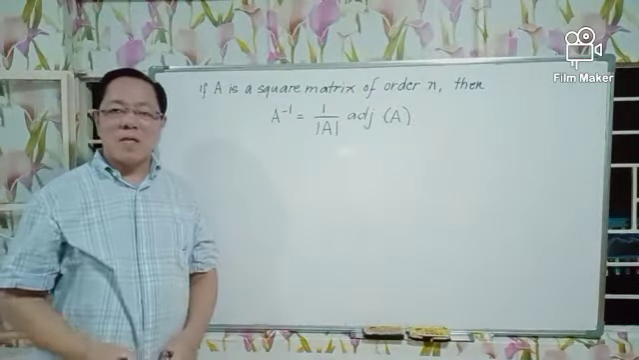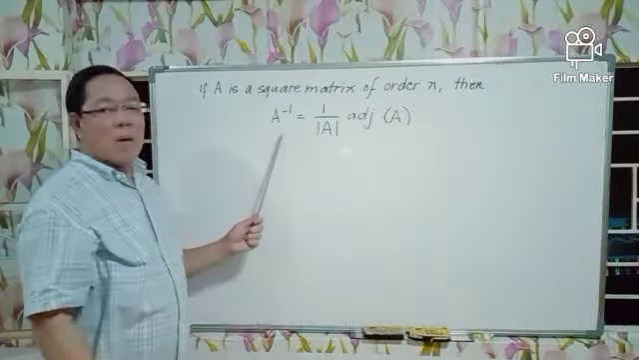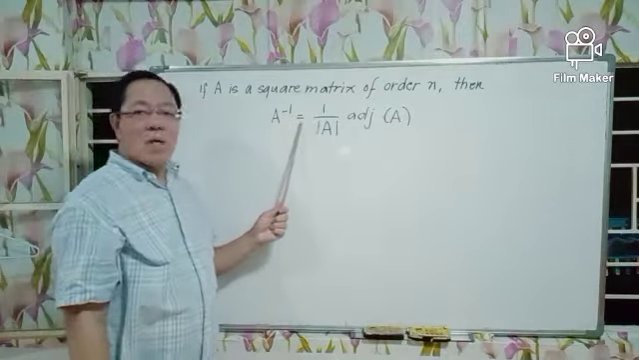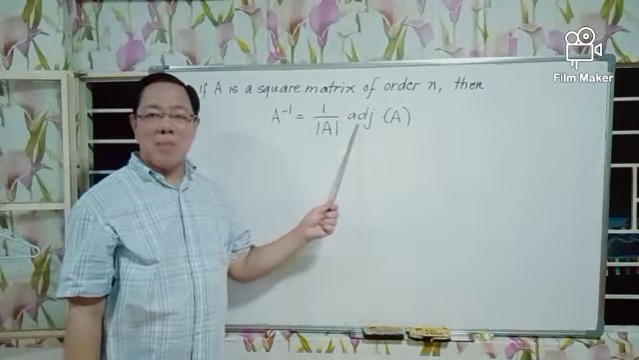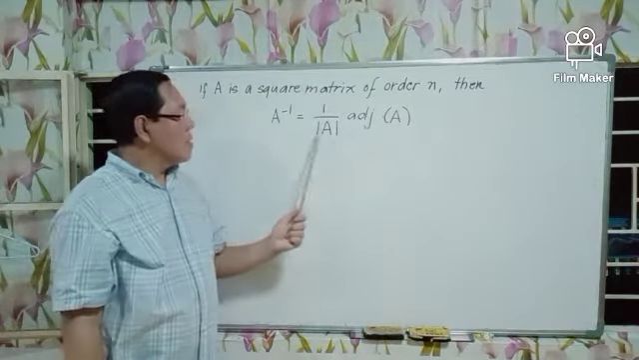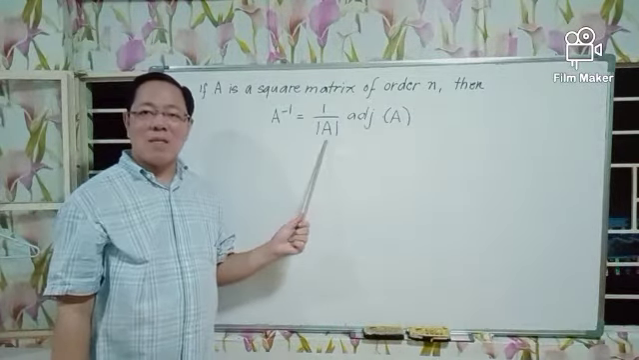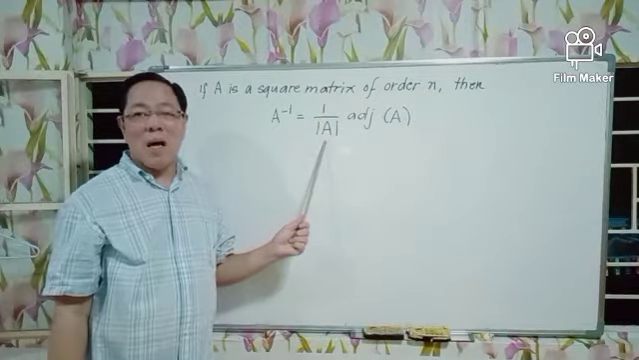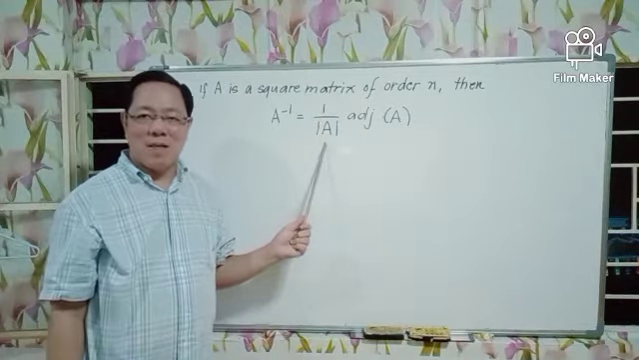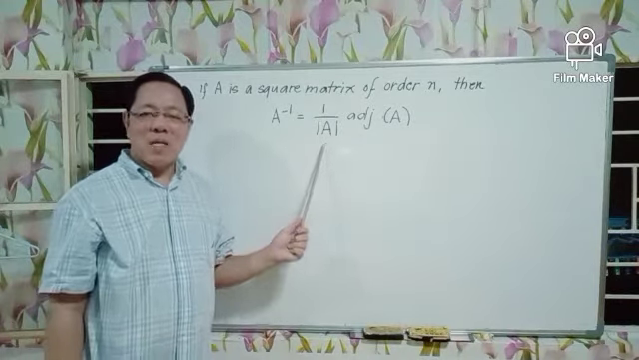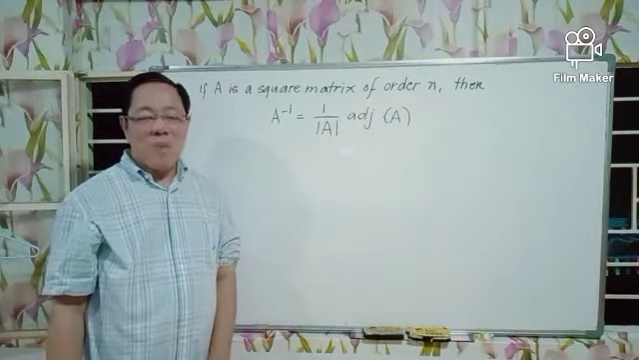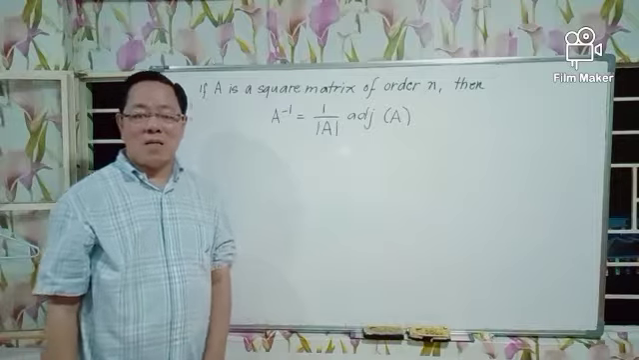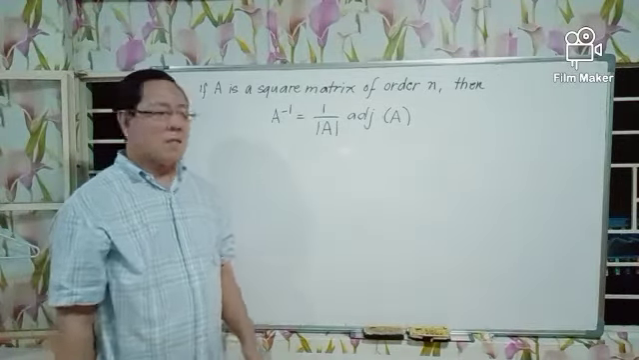The inverse of a matrix is denoted by A to the power minus 1 and is equal to the reciprocal of the determinant of A multiplied by the adjoint matrix of A. The determinant of a square matrix is a single numerical value associated with a square matrix. That means that only square matrices have determinants. We can only associate a determinant to a square matrix. Matrices that are not square matrices have no determinants.